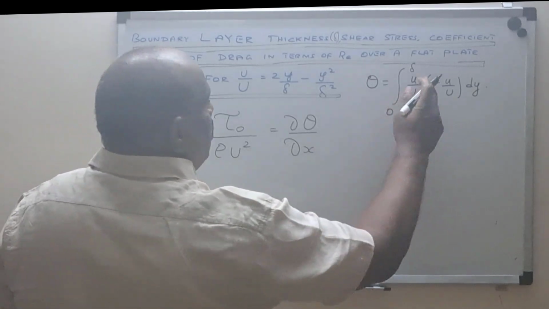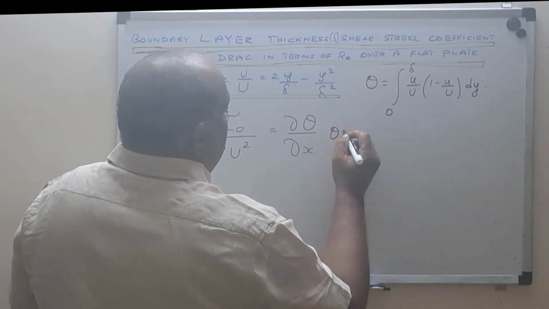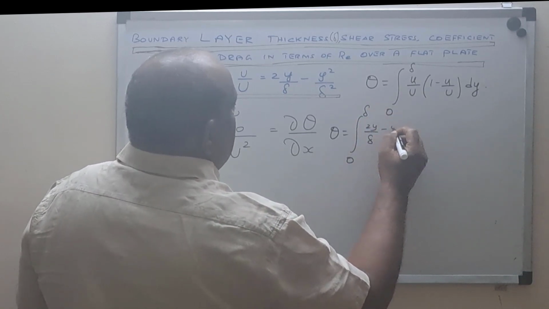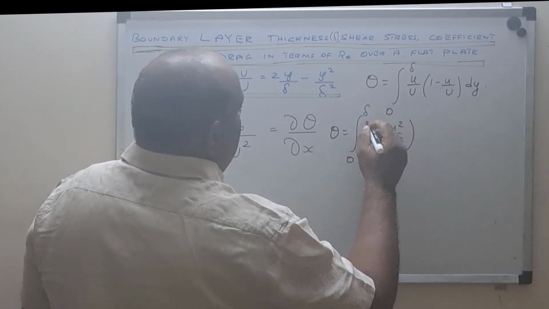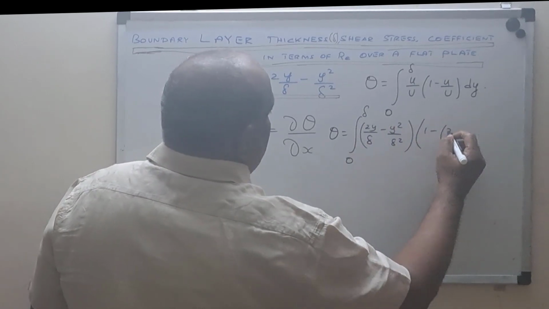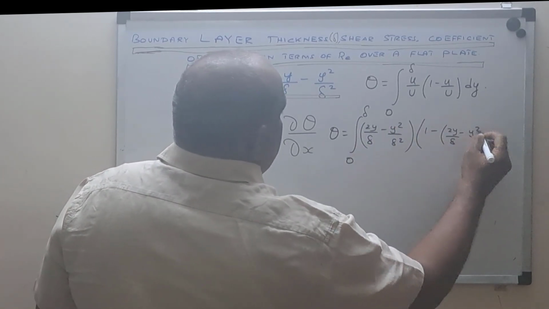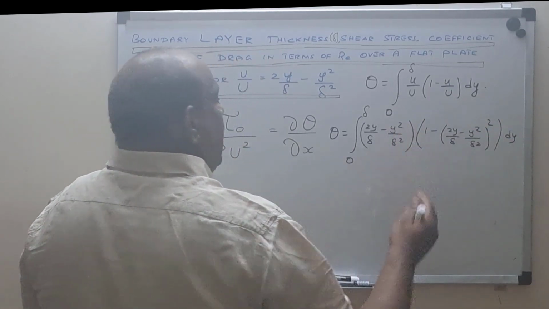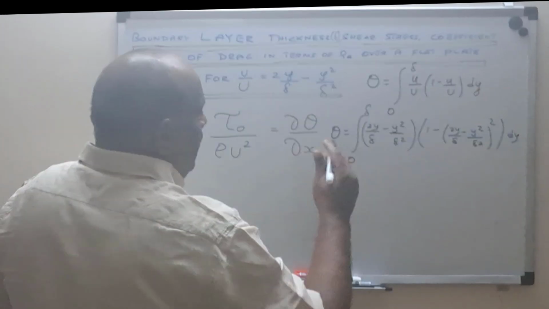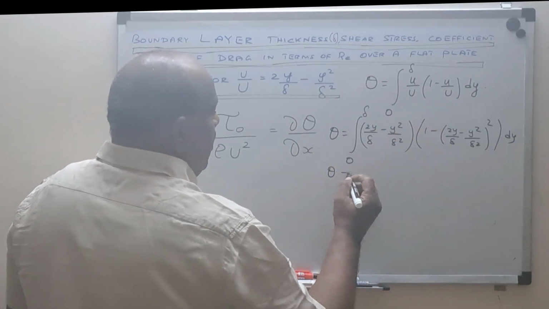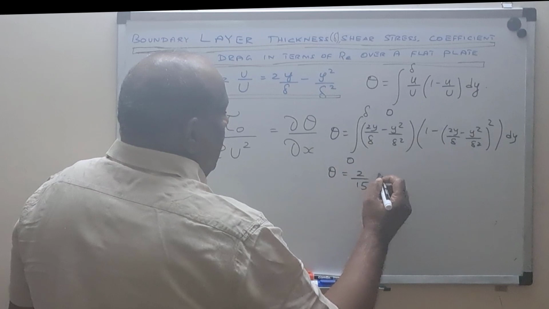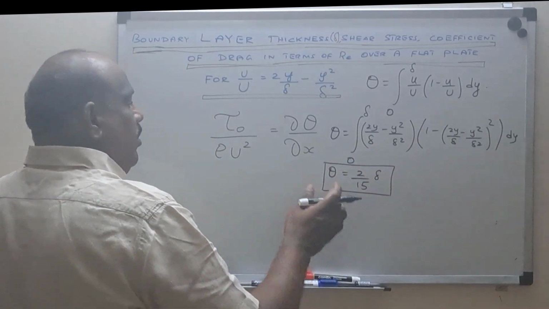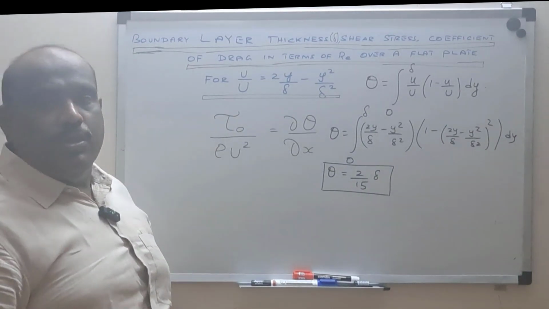So what is u by U? So u by U you can substitute from here. So theta will be equal to what? Integral 0 to delta of 2y by delta minus y squared by delta squared, times 1 minus (2y by delta minus y squared by delta squared), dy. So if I substitute and integrate, after simplification, we will arrive at theta equal to 2 by 15 of delta. This one we will derive at the end of the session, but right now we will make use of this value and try to substitute over here.